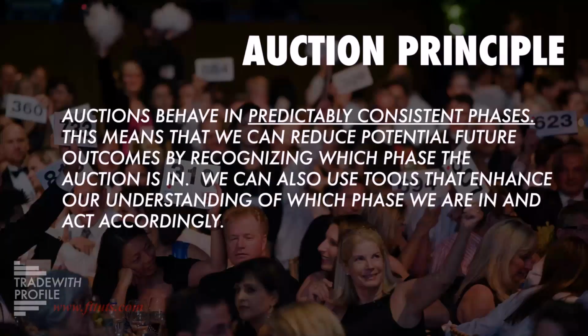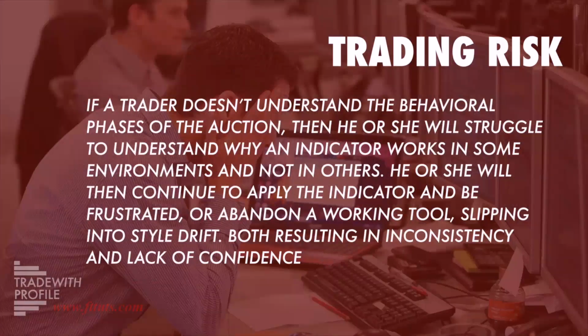Well, the principle of the auction that we're going to lean on in this module is this: auctions behave in predictably consistent phases. What does this mean? Well, that means that we can reduce potential future outcomes by recognizing which phase the auction is in. We can also use tools that enhance our understanding of which phase we are in and act accordingly. If a trader doesn't understand the behavioral phases of the auction, then he or she will struggle to understand why an indicator works in some environments and not in others.